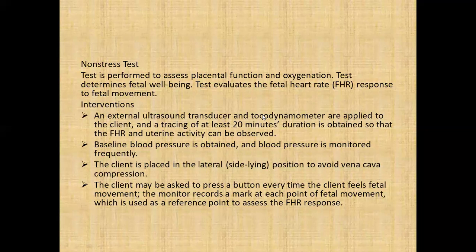Under normal circumstances, during every fetal movement the fetal heart rate has to increase. Then after the fetal activity, the fetal heart rate will drop back to where it was before the increase. So the client may be asked to press a button every time she feels fetal movement. The monitor records a mark at each point of fetal movement, which is used as a reference point to assess the fetal heart rate response. Okay, this is the procedure.